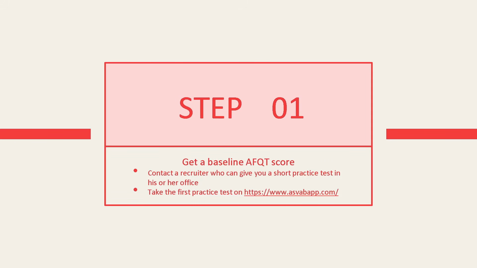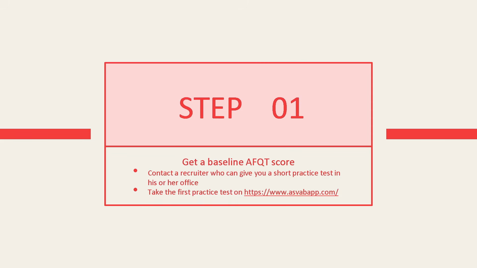All right, so now let's get to the meat and potatoes of this video. Notably, let's answer the question of how to pass the ASVAB. The very first thing you should do is attempt to get a baseline AFQT score for yourself. And there are 2 ways to go about doing it. The most obvious way to do it is to contact your local recruiter. And in doing so, they'll almost certainly make arrangements for you to take a mini practice test in his or her office. And at the end of that practice test, they're going to say your estimated AFQT score is this.